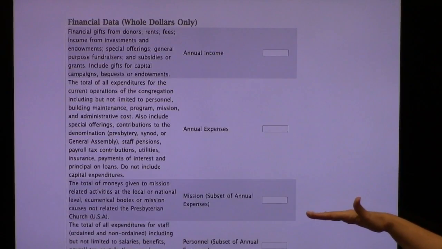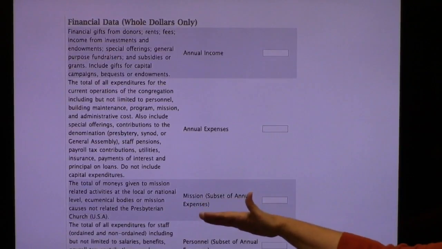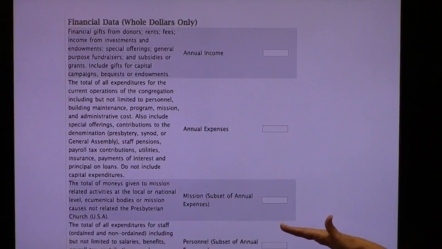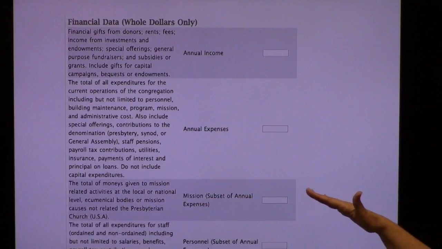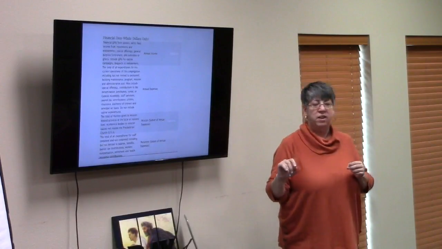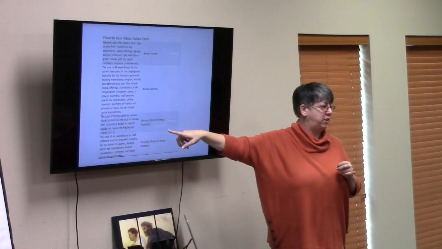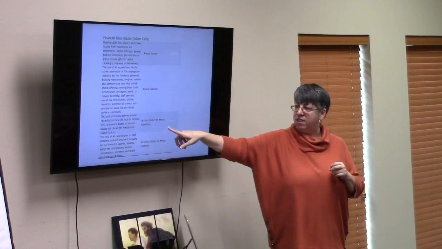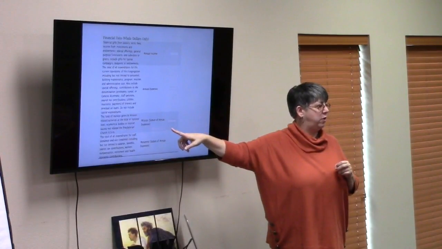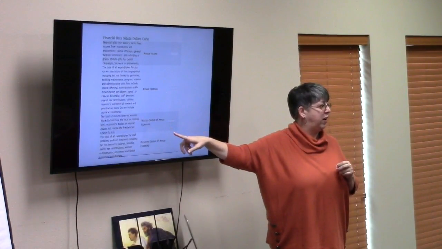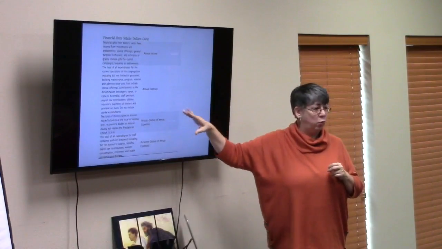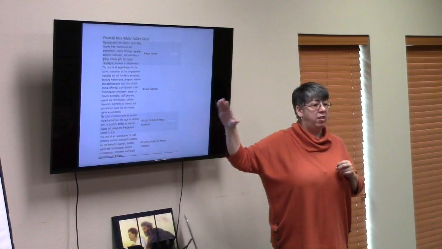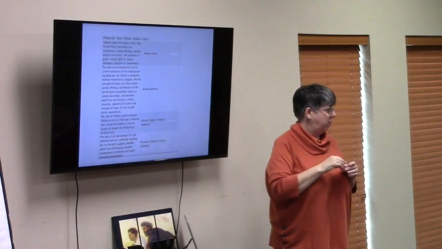And then for mission, it gives you the definition of what they're looking for, what you might have given in mission. That is mission-related activities at a local or national level, ecumenical, or mission causes not related to the PCUSA. So this no longer includes special offerings in mission. This would not include what you give for support, again, to the presbytery or synod. It's just what you spend on other mission projects. Or like a food bank.